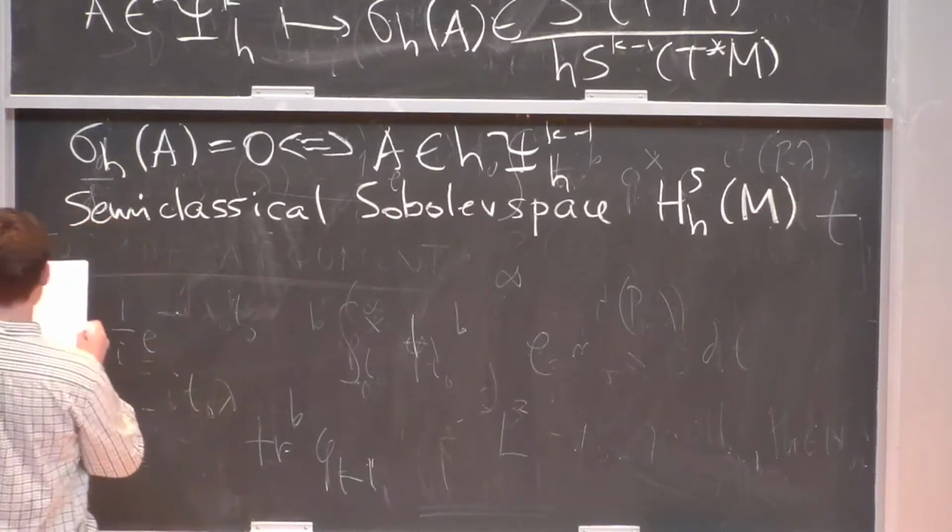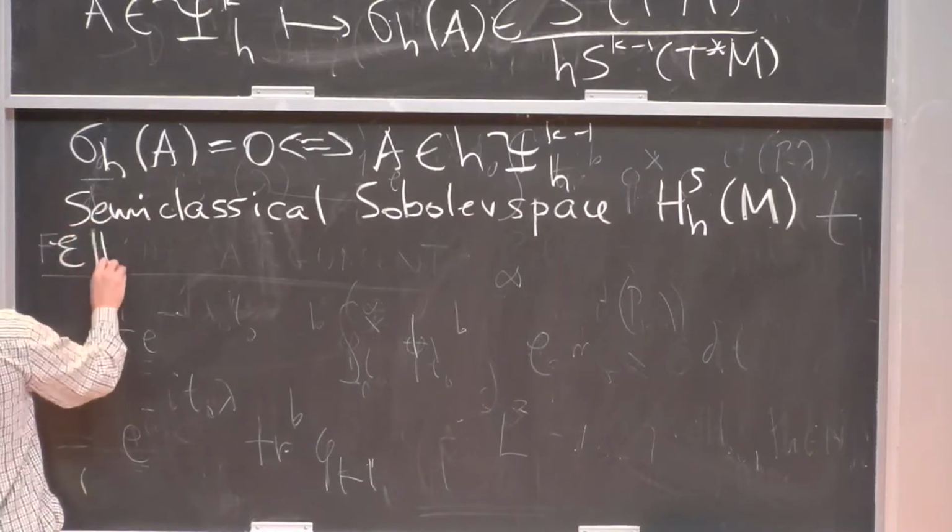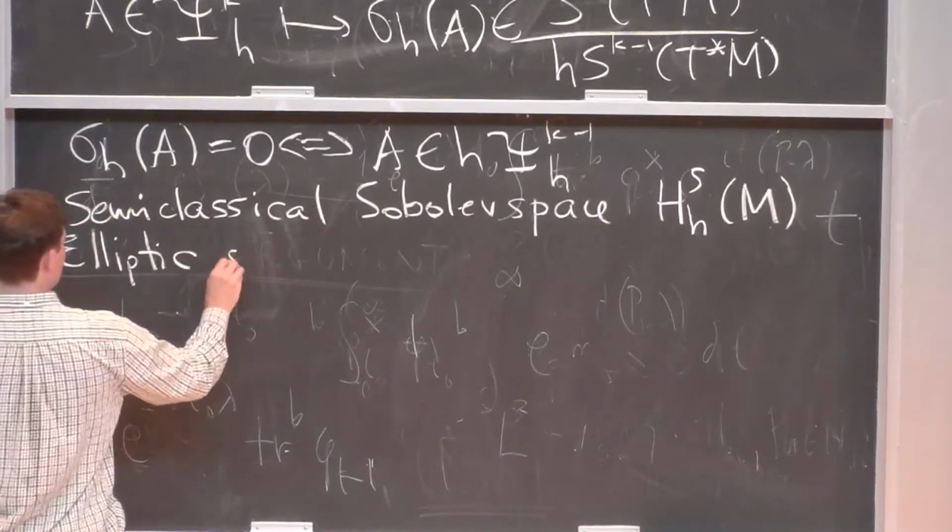Now, what else do we have? Well, we have two important sets associated to an operator. The elliptic set.